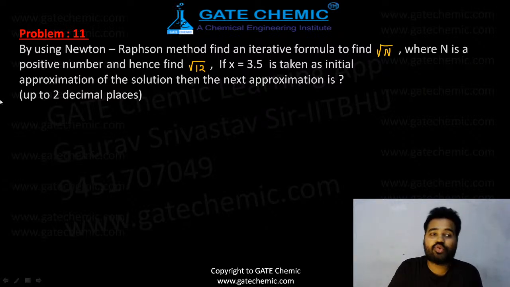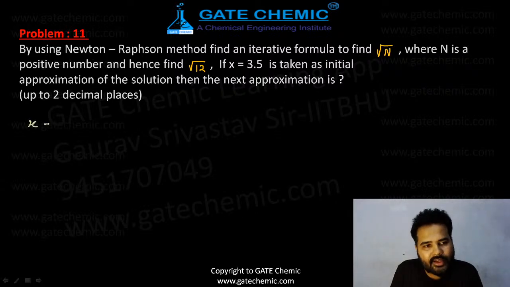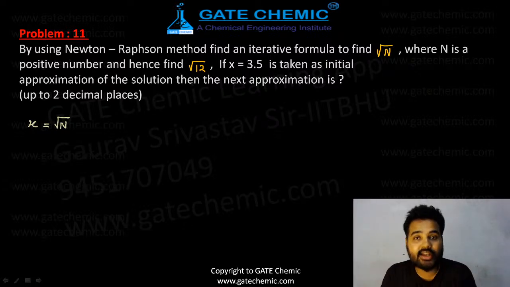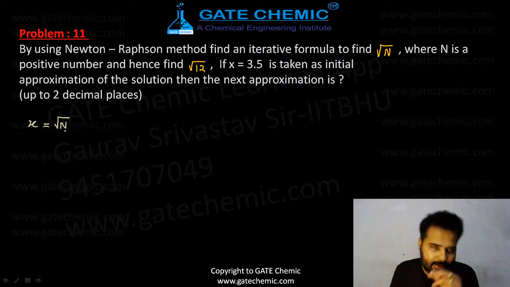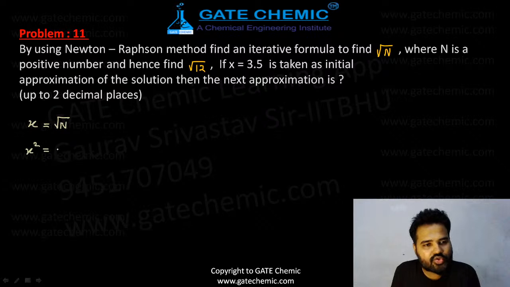So how will we solve it? How to solve this problem? Now see here, pay attention beta, just a little attention, mathematics is very easy. Mathematics is a very, very easy subject. Here I am going to assume x equals square root of n, first thing, because here I want to find the iterative formula for root n. N is a positive number. Okay, so I can square both sides. After that I get x square equals n, and x square minus n equals 0. Wonderful.